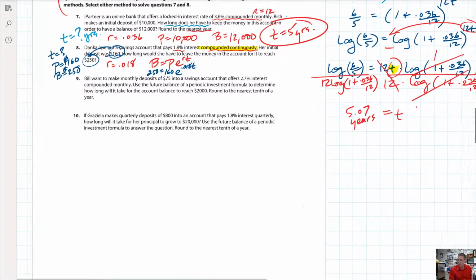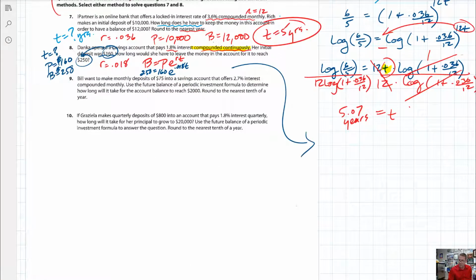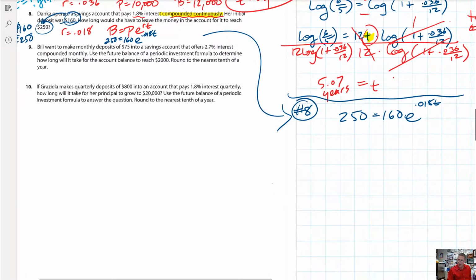Now to solve this equation, let's see here. I need some more room. So I'm going to go down here. This is number 8. So I got 250 here is equal to 160 times e to the 0.018t. Now let's focus in on number 8. I'm going to divide both sides by 160. Always isolate your exponential. Cancel out the 160s and you get 25/16.